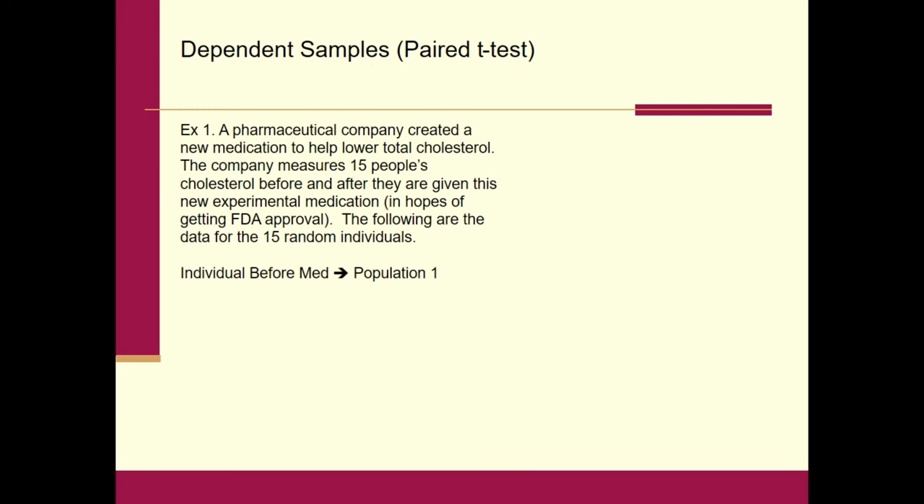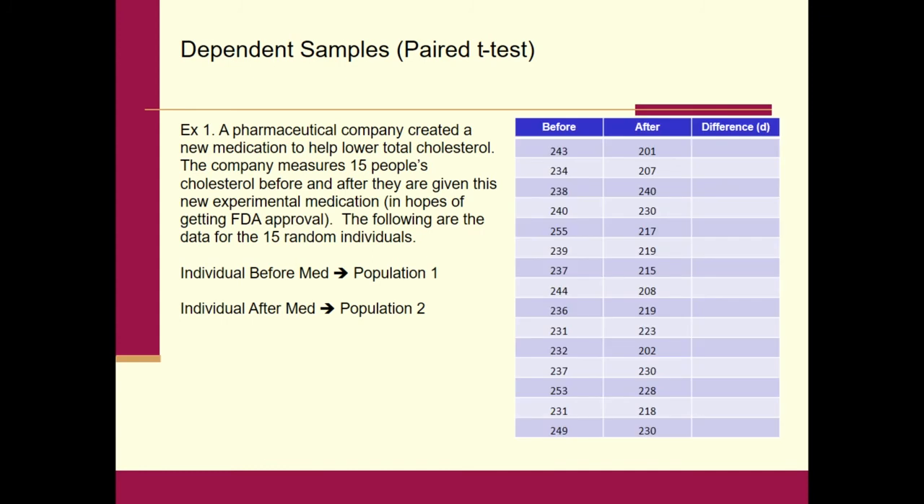So think about this: we have two populations. We have individuals before the medication, and we have individuals after the medication. And what are we measuring here? Our underlying variable is cholesterol. Cholesterol is quantitative, so that means we look at means. And clearly we have a paired t-test here because we have individuals before and exactly the same individuals after the medication, and we're going to compare those cholesterol levels.